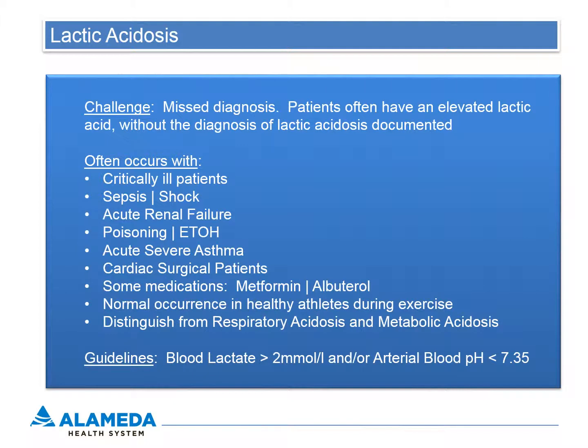You will see it, though, in a normal situation, which could be a normal occurrence in a healthy athlete during exercise. And sometimes you can write a diagnosis and say expected. So you could have lactic acidosis expected due to, and in this situation, it's an expected occurrence. It's important to remember to distinguish the diagnosis of lactic acidosis from respiratory acidosis and metabolic acidosis. And the guidelines are a blood lactate over 2 and or an arterial blood pH of less than 7.35.